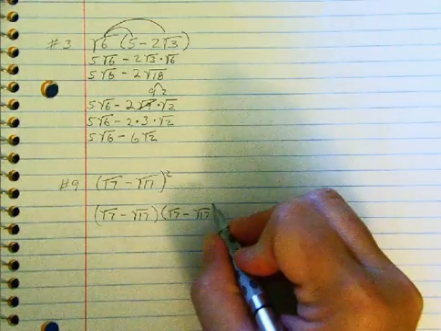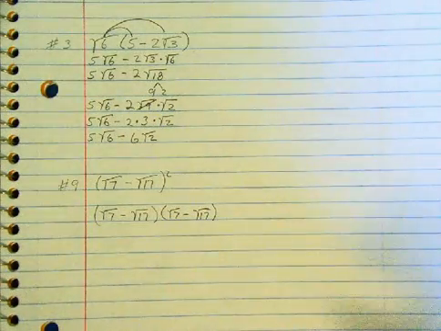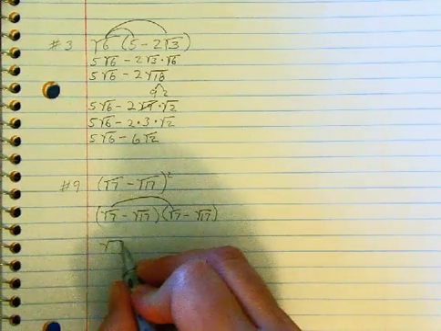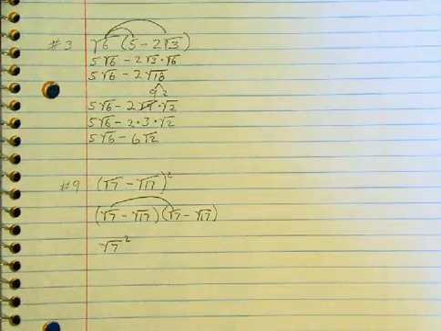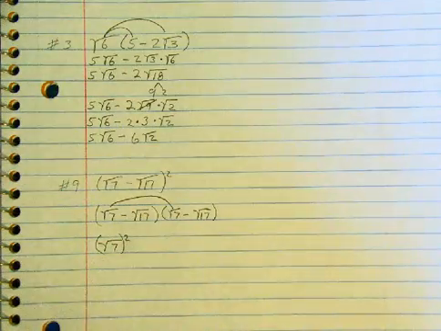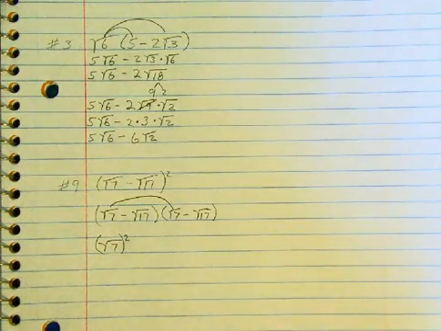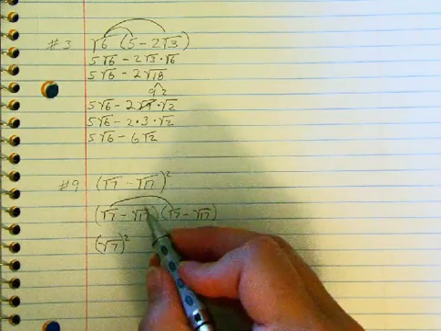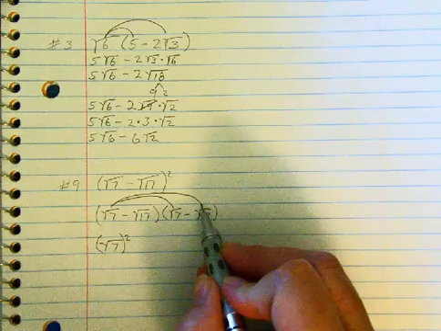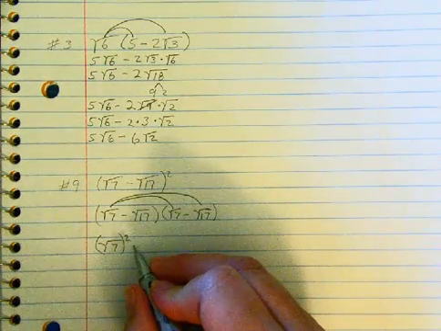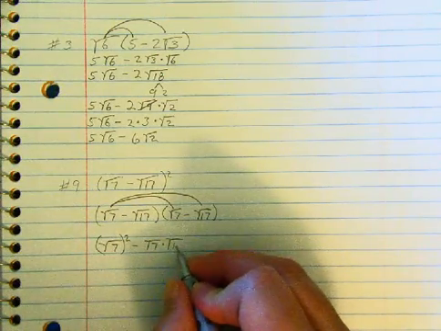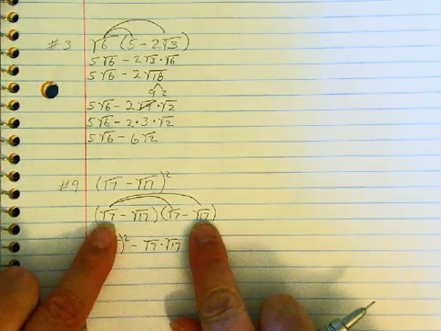Okay, so just like what we were doing in the last chapter, you're going to take first times first. So that's square root of 7 squared, because it's square root of 7 times square root of 7. You don't necessarily have to have the parentheses there, but I'm going to go ahead and put those there. And then we're going to take outer times outer. So that's a negative square root of 7 times the square root of 17. Okay, we're multiplying those two together.